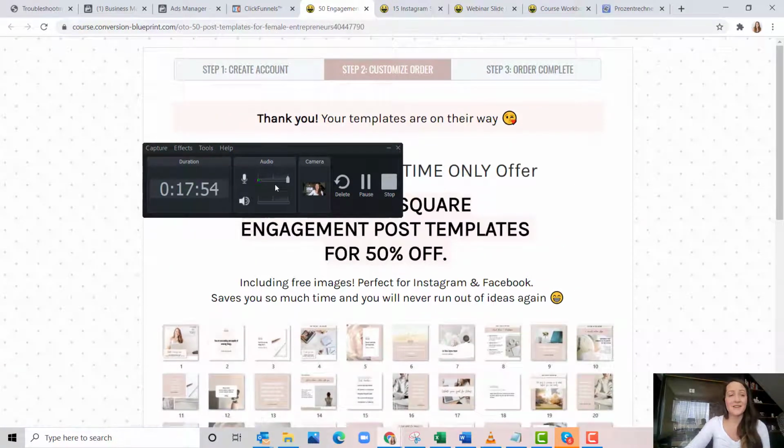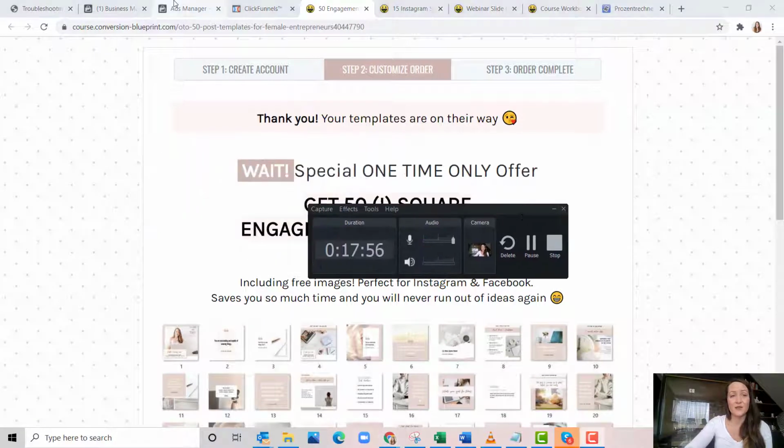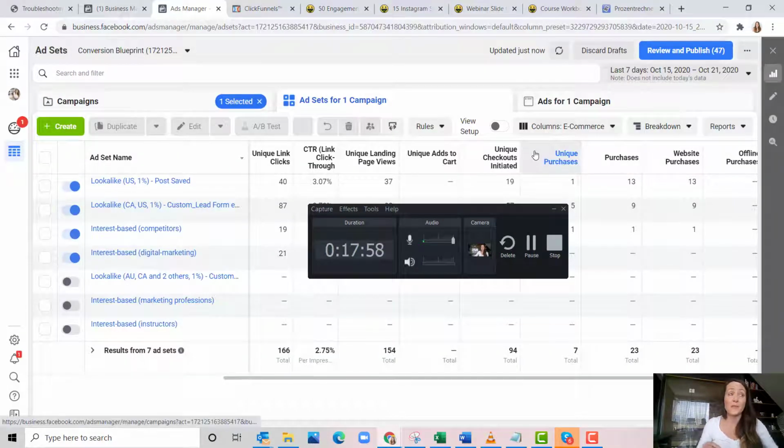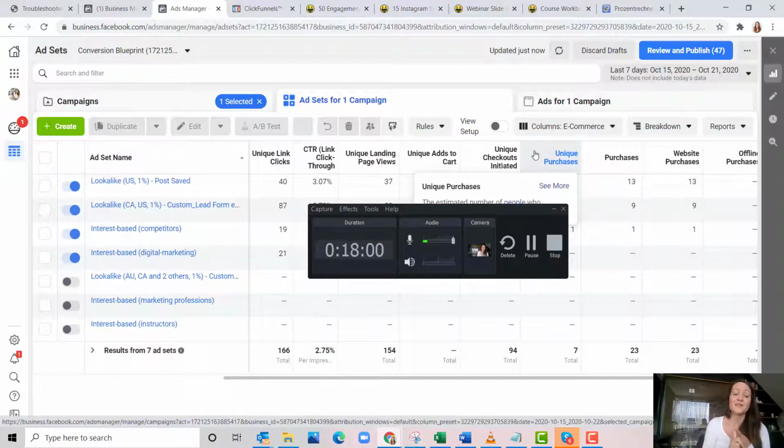So now I think I have identified what I need to do in here. My targeting is not my problem. My ads are not my problem. Not even my landing page is a problem because the conversion rate is good. But my order bump and my upsell are the problem. They don't perform as well and I need to switch them out.